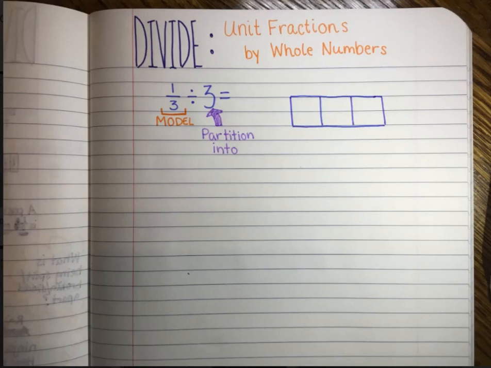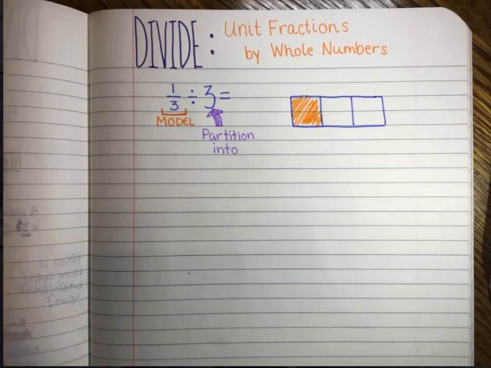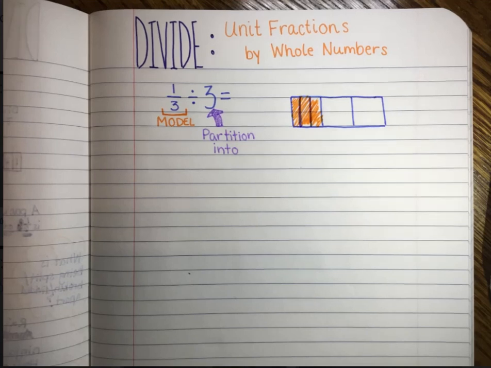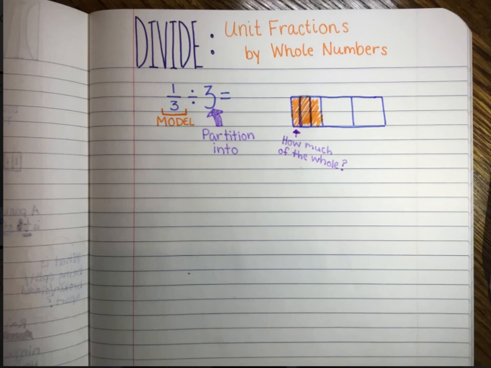So here we have a whole, that's your tray of brownies, and it's broken into thirds, and we only have 1/3 of the whole tray. That's how much we have left, and we have to partition it into 3 pieces. You are only going to be getting one of those pieces. So what we're really looking for is how much of the whole is just that one piece.